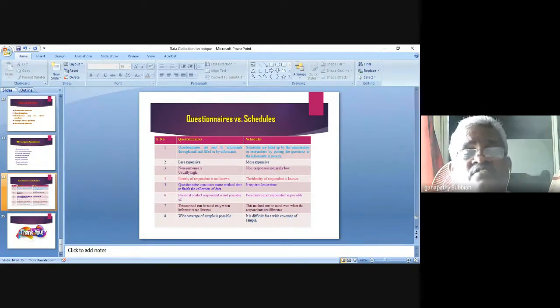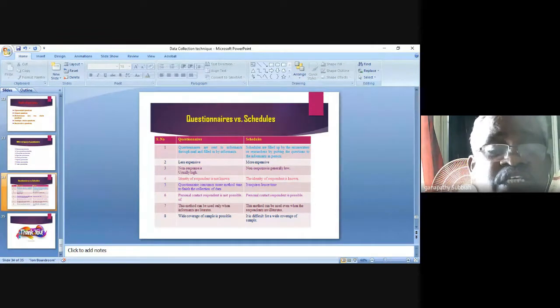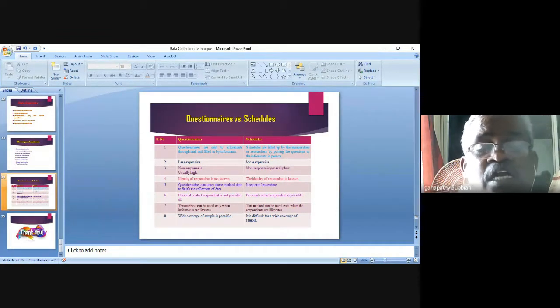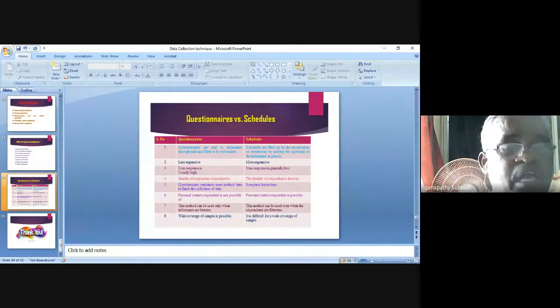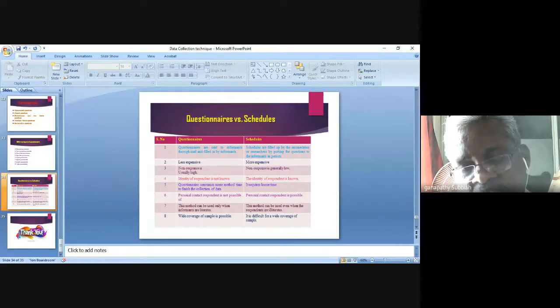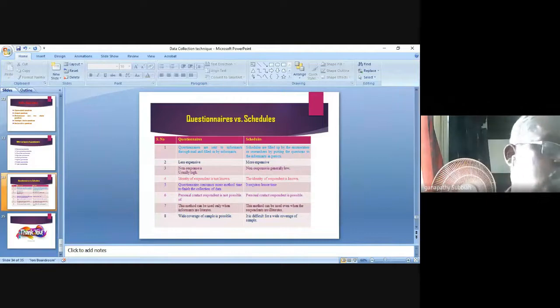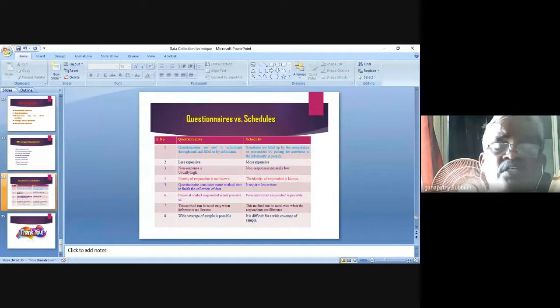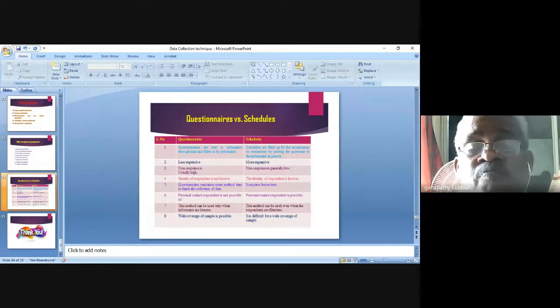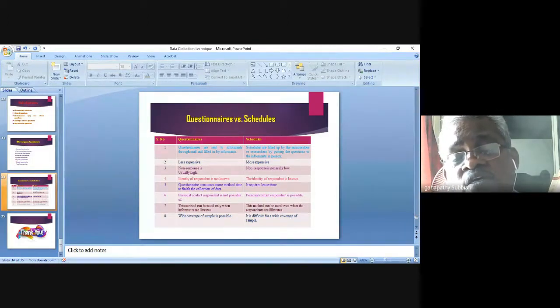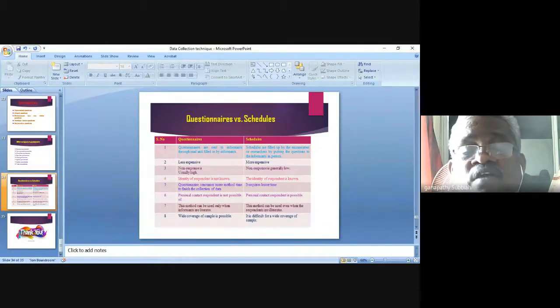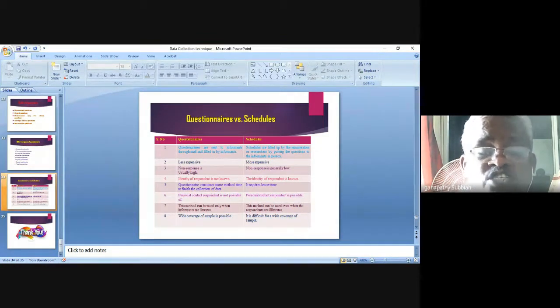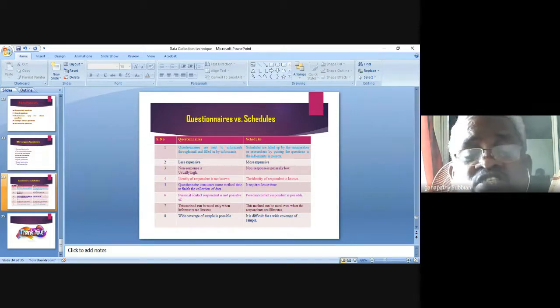The sixth difference between questionnaire and schedule: personal contact with the respondent is not possible. Here the respondent does not meet the researcher, and the researcher does not meet the respondent. There is no personal contact under the questionnaire method. But in a schedule, personal contact with the respondent is possible, because they meet in face-to-face conversation.